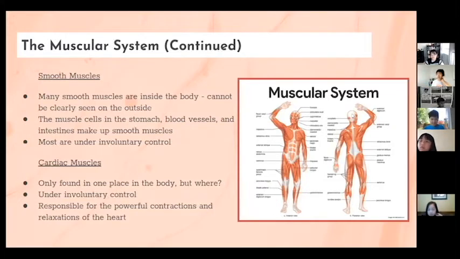Slowly try to find that pulse. Yeah, so that is the beating of your heart. Your cardiac muscles are very strong because they need to pump all that blood to your important organs. And also, they are under involuntary control. That was the one big similarity between smooth muscles and cardiac muscles, was that they're under involuntary control.